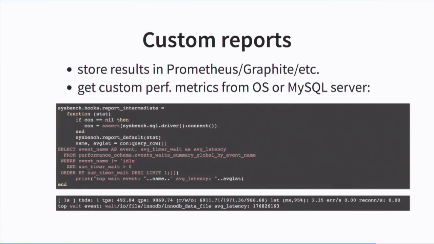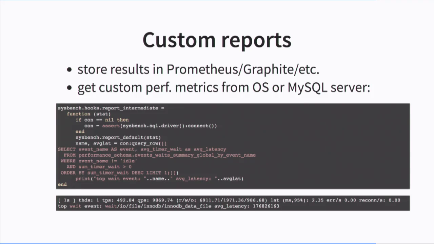But of course, custom reports can be used for much more than printing statistics in custom formats. You can push results to some external store, a time series database or an SQL database, or you can get custom performance metrics from the operating system or even from the MySQL server itself, now that sysbench can read query results from performance schema, for example, and you can display all those statistics along with the main statistics provided by sysbench.